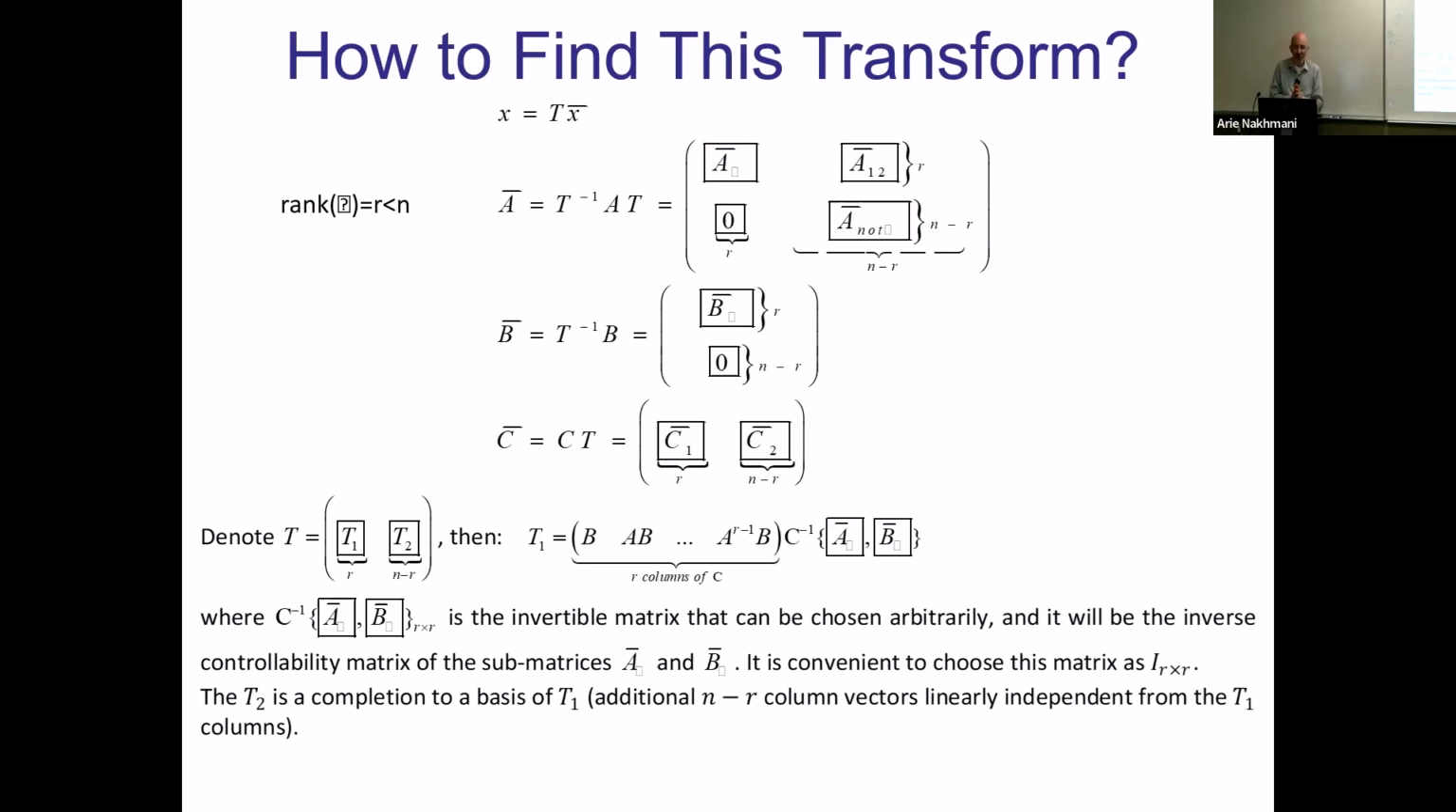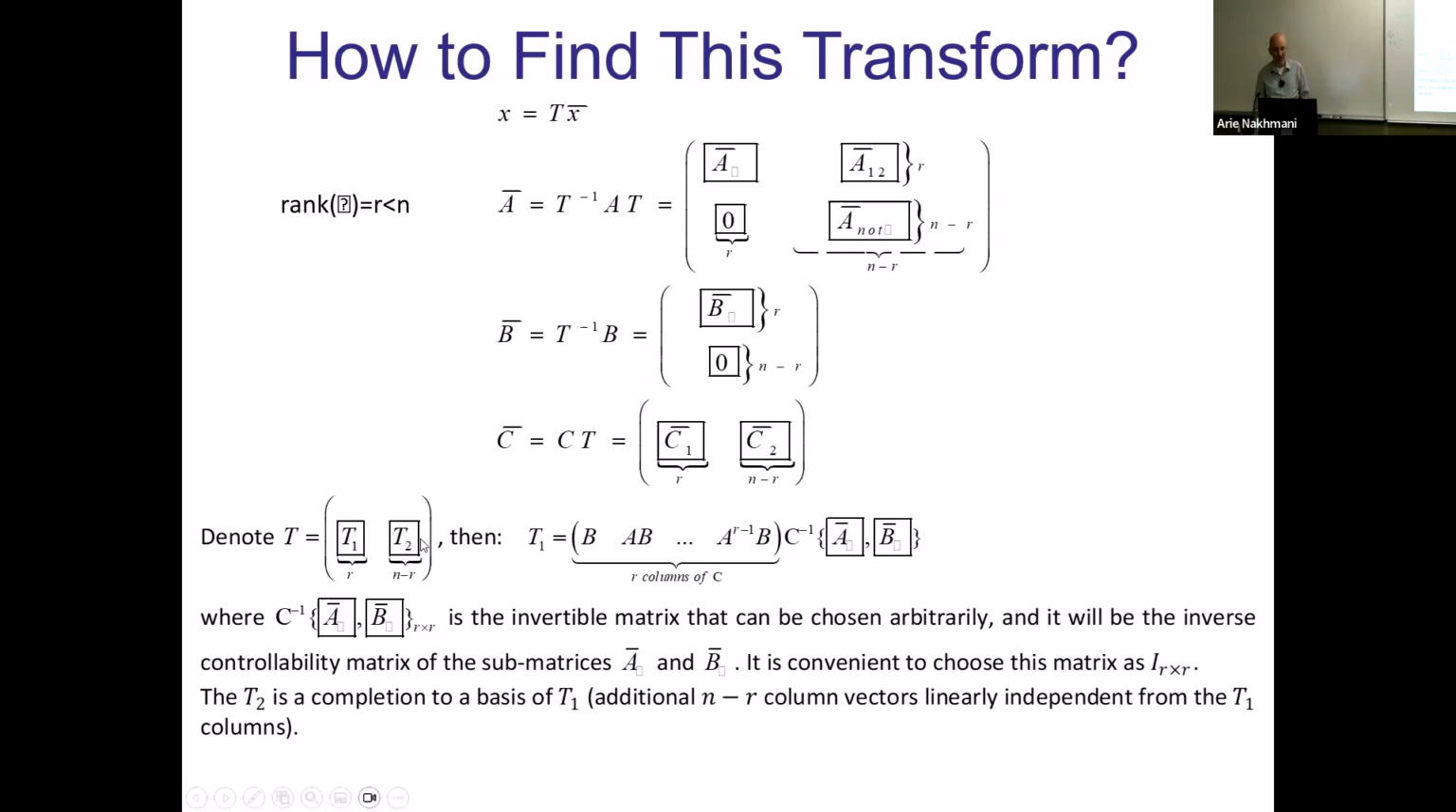You can choose anything you want. Typically, the easiest way is to choose I. That's the controllability matrix of the canonical system, it will be just I. Identity matrix. Very simple. One on the main diagonal. That's it. Okay. And then you don't even need to multiply by that R by R matrix. Okay, you're just taking the first R columns of the controllability matrix. And this will be only your T1.